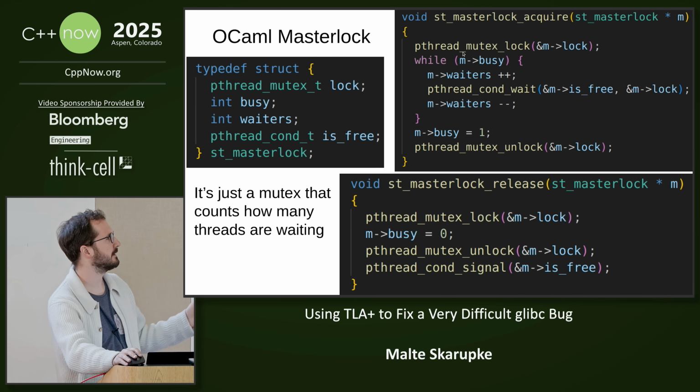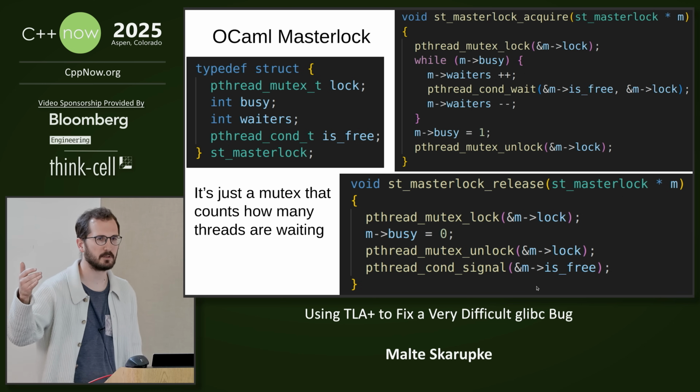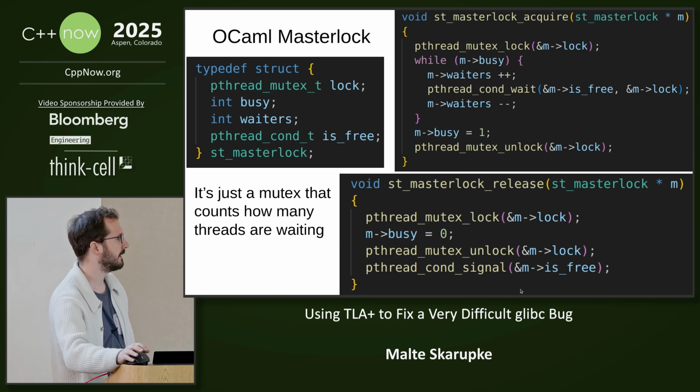I set busy to 1. If not, some other thread came in between, and then I call unlock. And then when I release the master lock, I just set busy to 0 inside the lock. After I'm done with the lock, I call signal. So this is exactly how you use condition variables. This is very idiomatic.